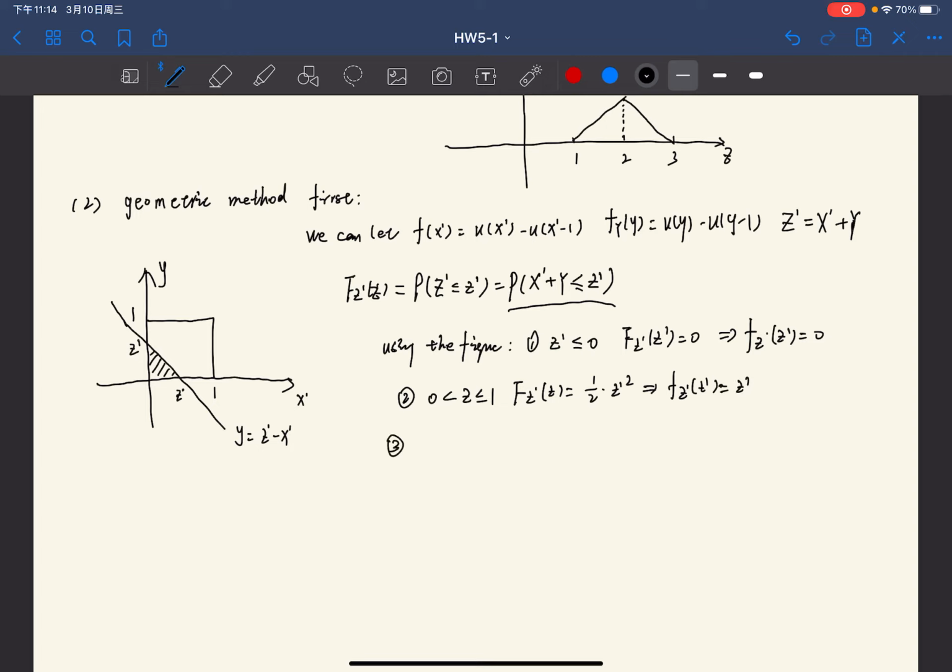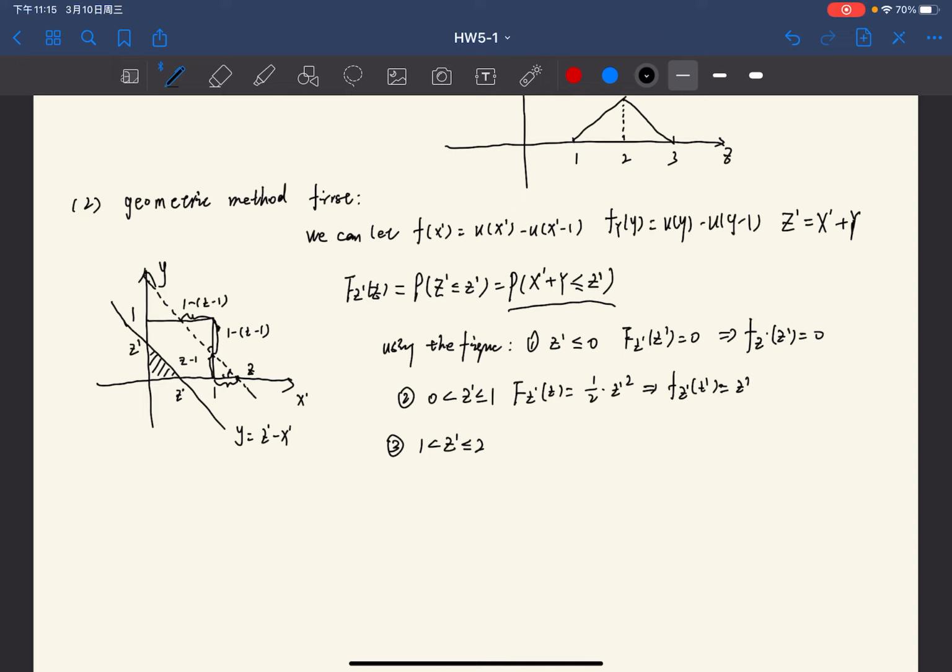In the third circumstance, when z prime is between 1 and 2, in this circumstance we draw a line, and this point should equal z prime, and because this angle is 45 degrees, this part is equal to this part, which is equal to z prime minus 1. So this part should equal 1 minus (z prime minus 1). And also because this angle is 45 degrees, this part is also equal to 1 minus (z prime minus 1).